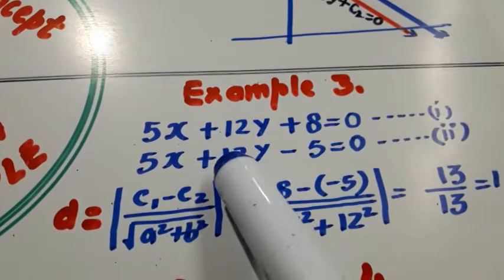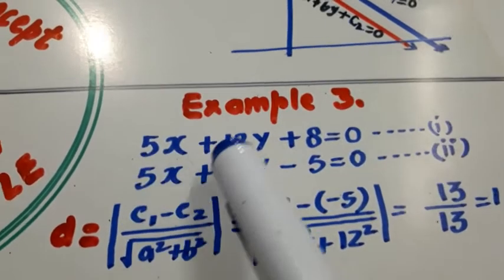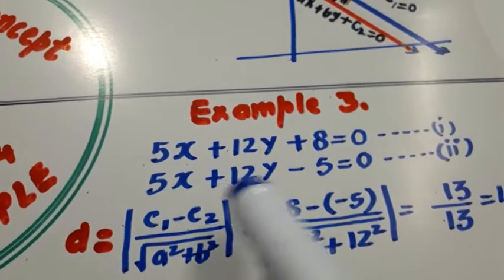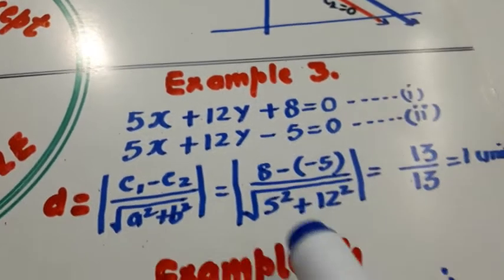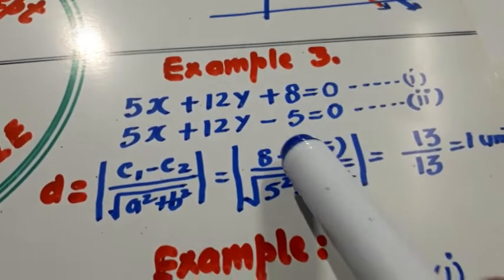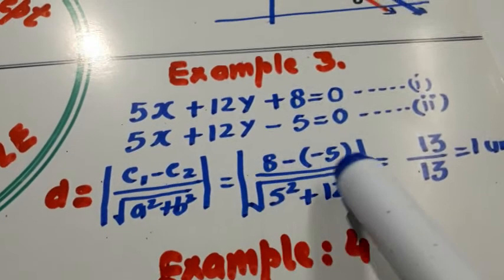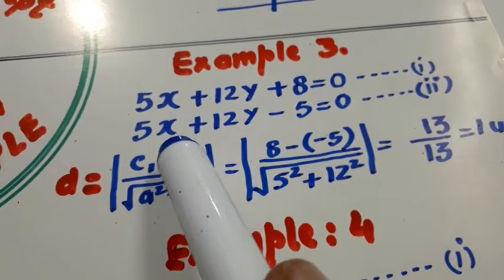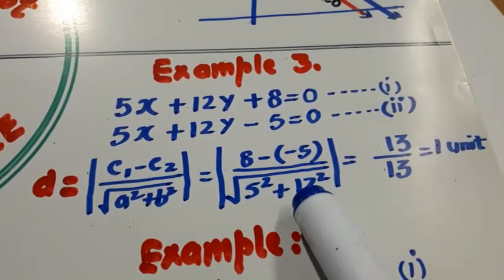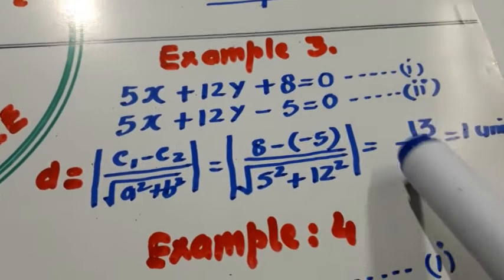These are two lines. Look here, slope is minus 5 over 12 here, minus 5 over 12 here, minus A over B, minus A over B. But C1, C2 are different. So C1 minus C2. C1 is 8, C2 is minus 5. It becomes 13. And 5 square plus 12 square, 169. Square root of this is 13. 13 by 13 is 1.